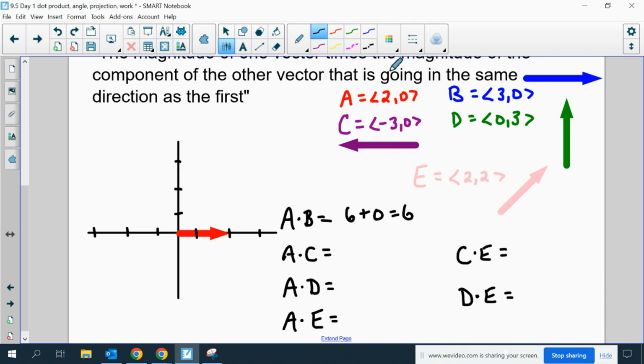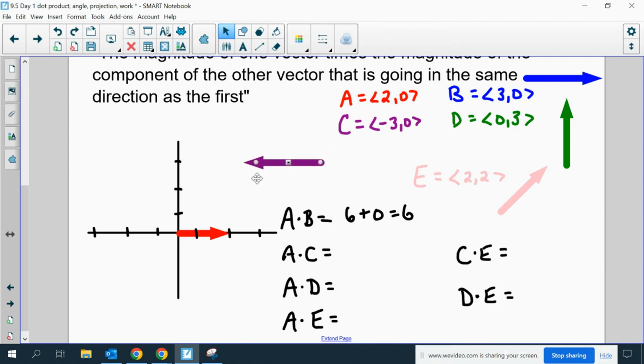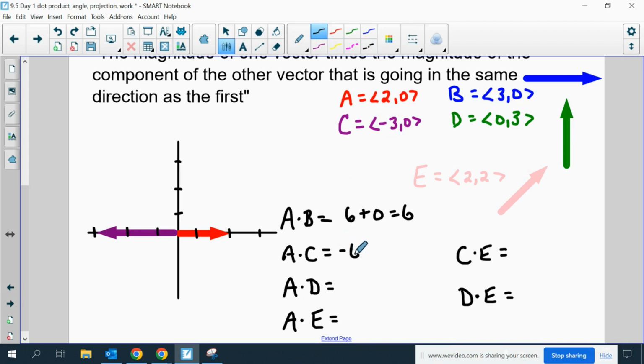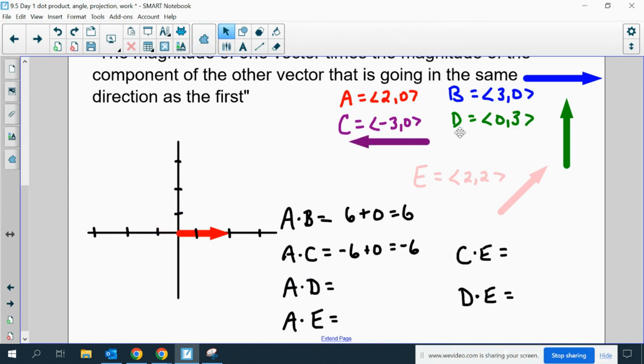I do get 6. Now A dot C is going to be this red vector times this purple vector. So notice that they are going in entirely different directions. So it would be logical to think that 2 times 3 is 6. However, since they're going in entirely different directions, what we're going to end up doing is we're going to say 2 times negative 3, which is negative 6, plus 0 times 0. And we get negative 6 for A dot C. And hopefully that makes some sense.